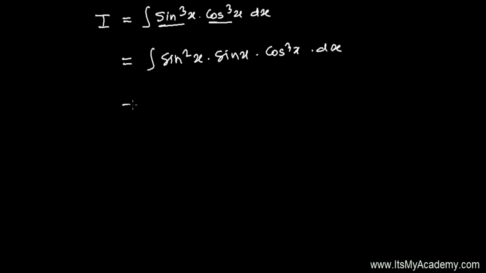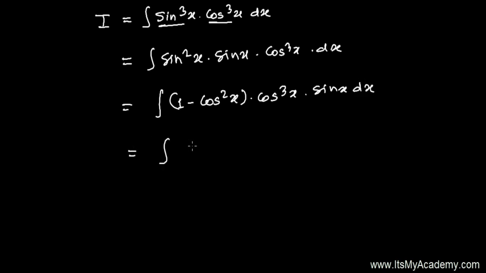Now you might be asking why I'm breaking this. See, here you can further break this sine square as 1 minus cos square x, times this cos cube x times sine x dx. And now let me simplify it more. It's going to be cos cube x minus cos 5x, times sine x dx.